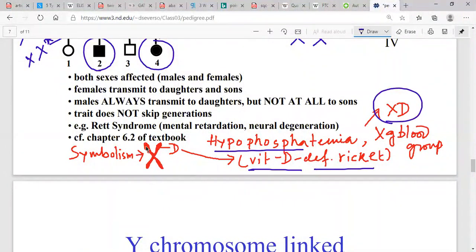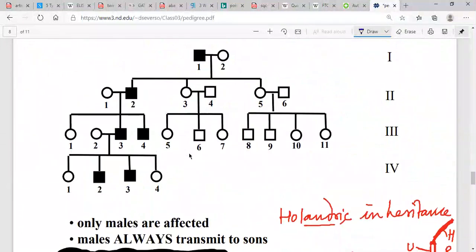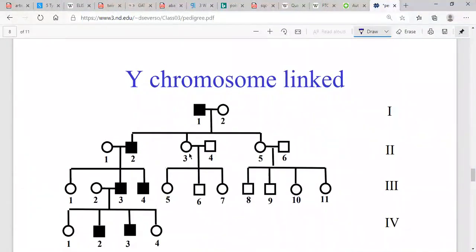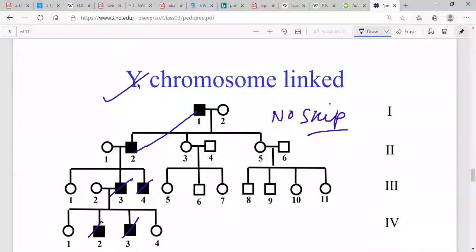Symbolism is like that. You can draw one X chromosome and write D here. Also remember D is the vitamin D deficiency, rickets. Next, last, this kind of pedigree is not at all given in the exam because this is the easiest part. All the males are affected here. Not a single female is affected and there is no skip. So it is definitely Y-linked inheritance. They will not ask you this kind of question.